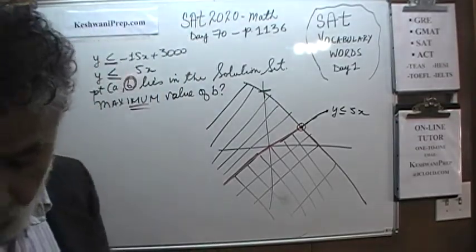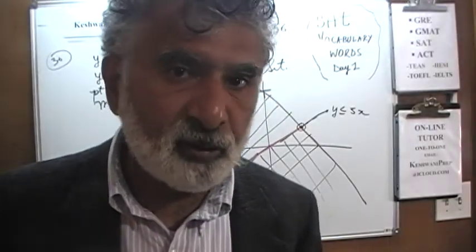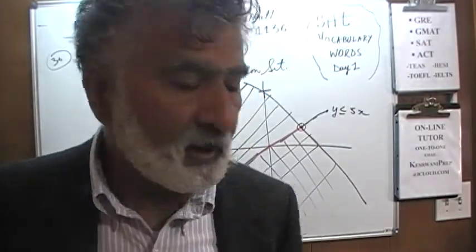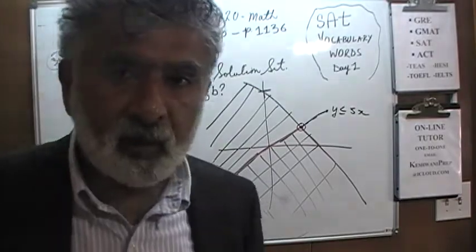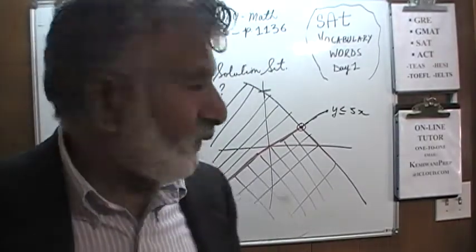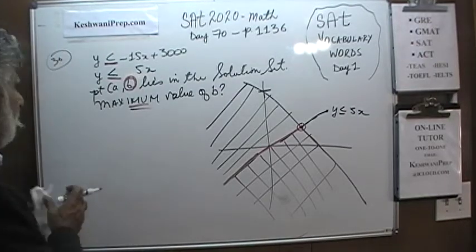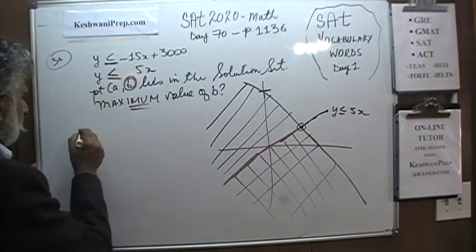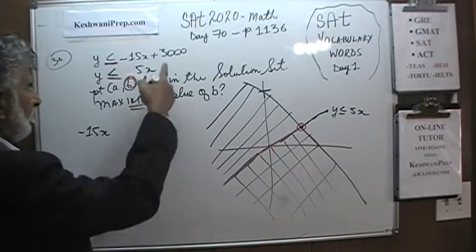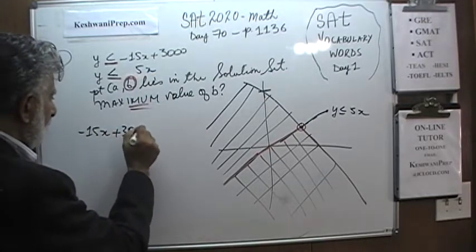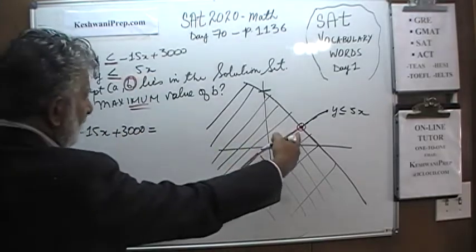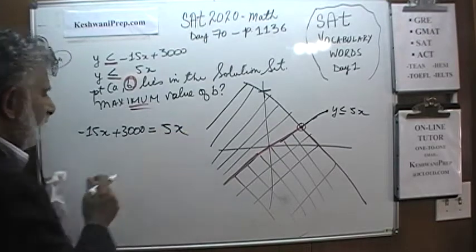And for those of you who understood this concept right from the very beginning, all the time that we spent so far was unnecessary. If you're able to see immediately that that's what we're looking for, we just set them equal to each other. Negative 15x plus 3000 is equal to, because that's where they intersect, 5x. And that's all there is.